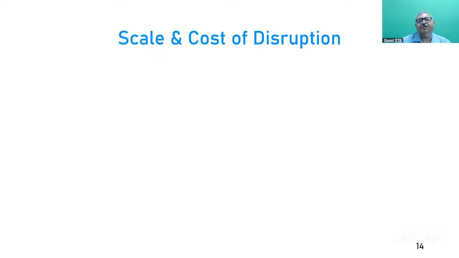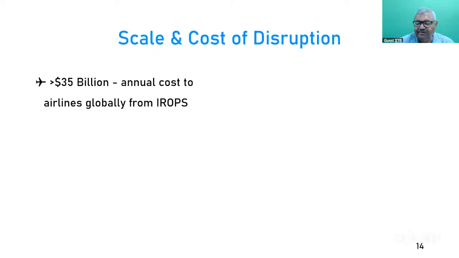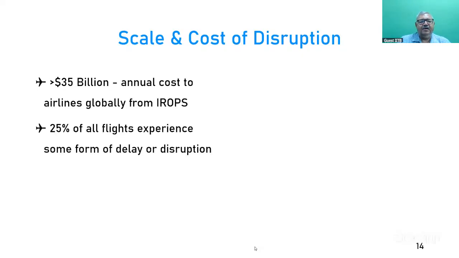Now, the scale and the cost of disruption is very important, and we need to understand these numbers. It's not a small amount. The annual cost to the airlines globally from IROPS is estimated to be $35 billion and more. That's a huge amount, right? 1 in 4 of all flights experience some kind of delay or disruption because things do not go as per plan. So 1 in 4 flights have some delay.